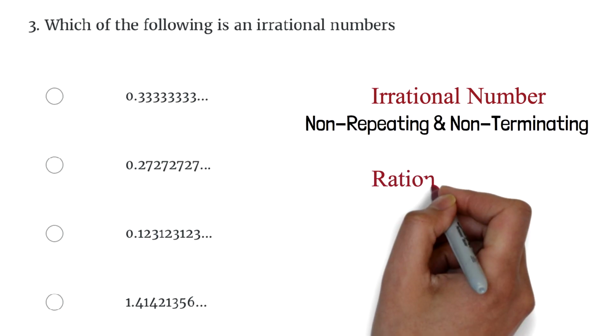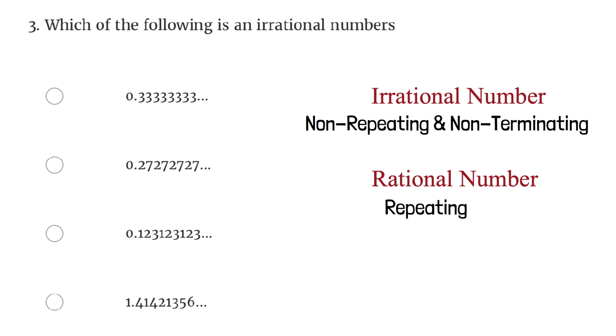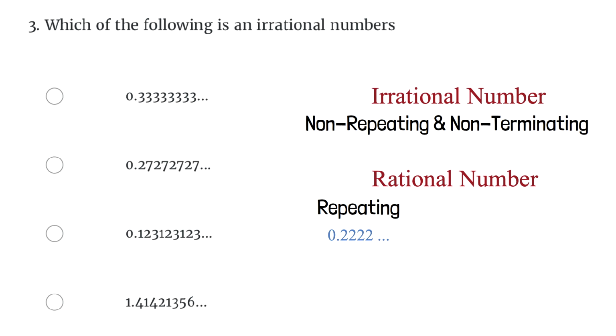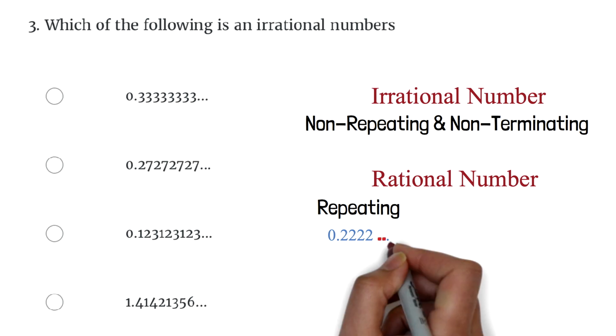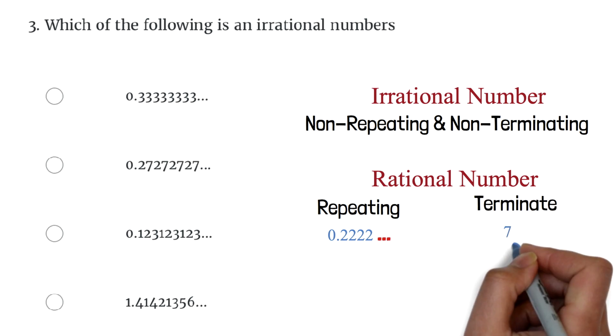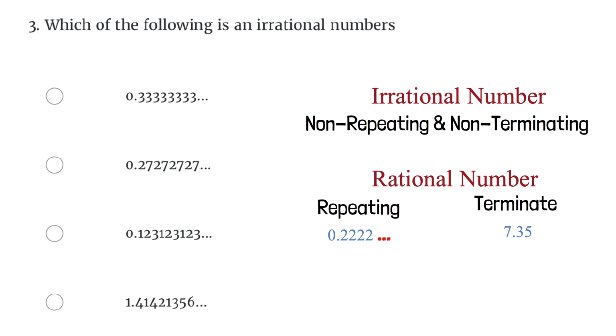Therefore, for a rational number, the decimals must either repeat, like 0.222 repeating. We use these dots to show that the numbers continue. Here, the 2 repeats, or the decimals must terminate. Example, 7.35. There are no more numbers after the 3-5. No dots to show that it continues.